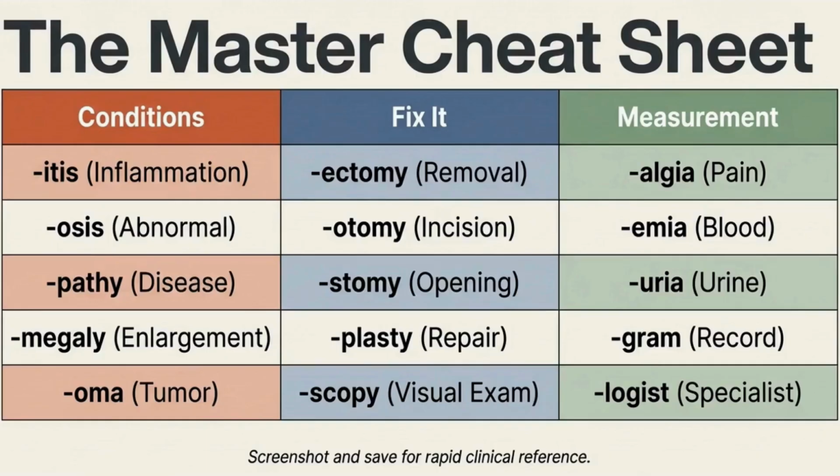And the last part we have is when we want to express an inflammation, that is itis, like hepatitis, inflammation of the liver, or arthritis, inflammation of the joints. When we have an abnormal condition, that is called osis, like dermatosis or nephrosis, abnormal kidney condition. When we have a disease or a pathology, that is pathy, like cardiopathy or neuropathy. When we have an enlarged organ, that is megaly, like hepatomegaly or cardiomegaly. And last, when we have oma as a suffix, that means there's a tumor or a mass. For example, lipoma or carcinoma.